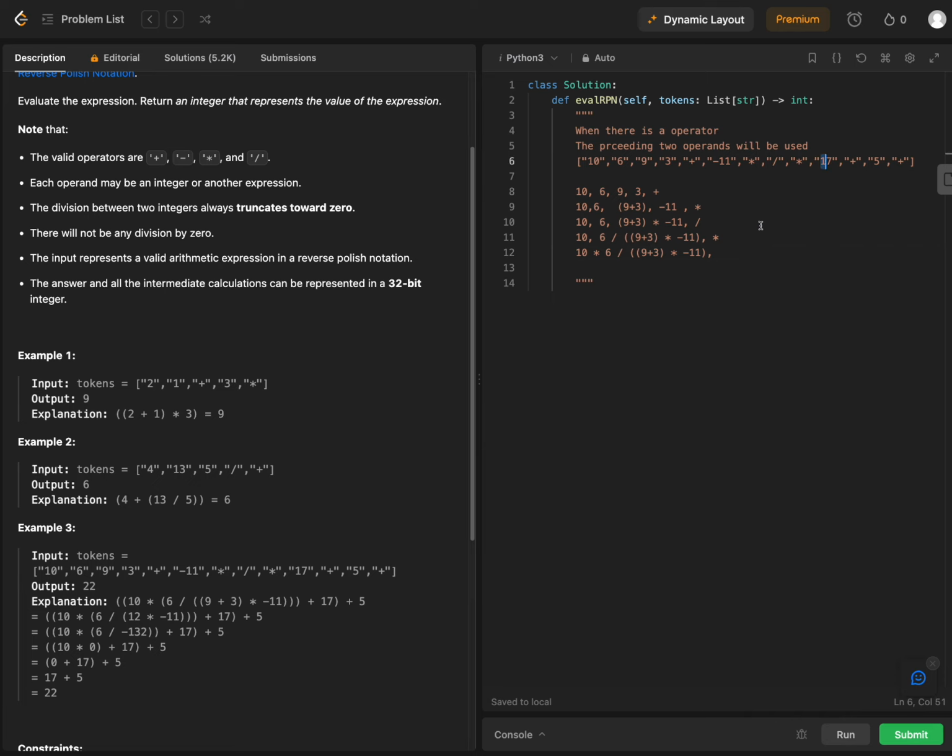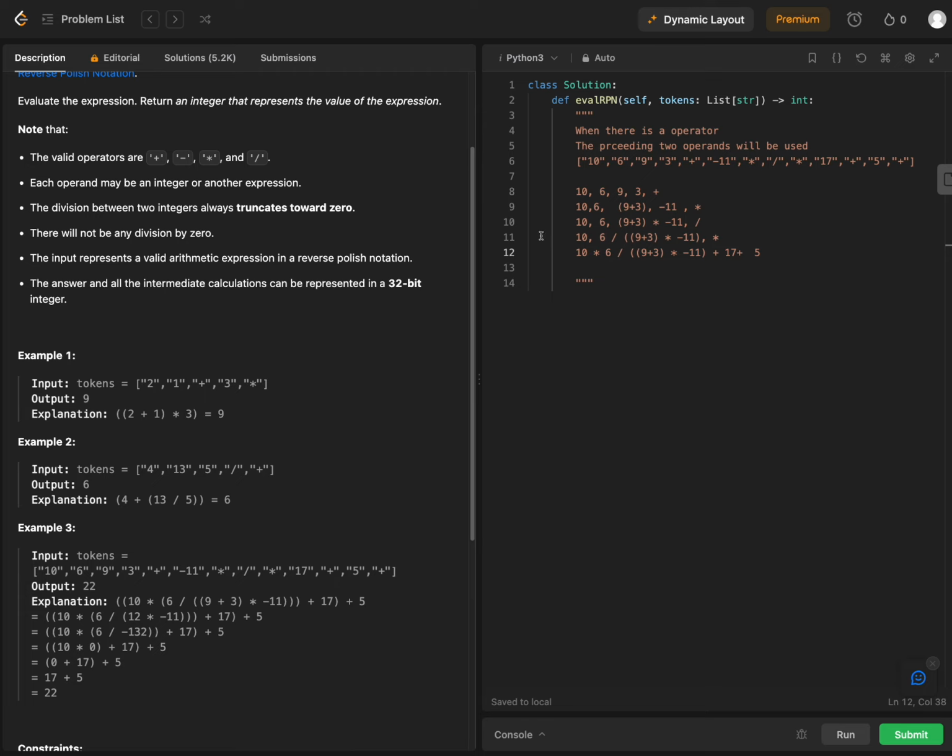Next one is 17. 17, we will add it to the stack, and then we have plus. So this is this one plus 17, right? And then we have 5. So we add 5 again, and then plus. So it's this thing plus 5.